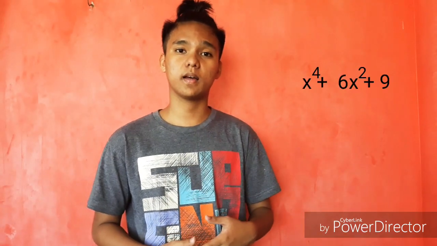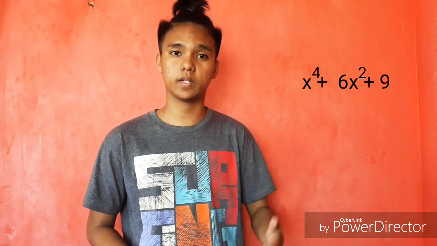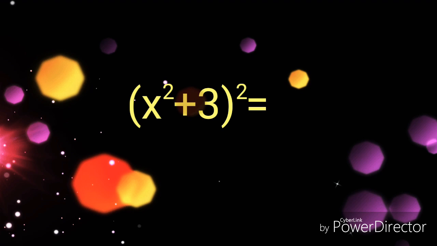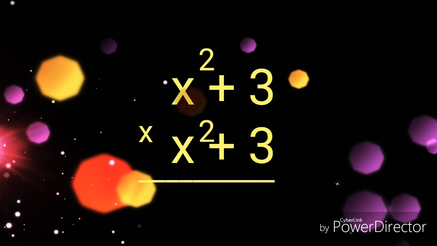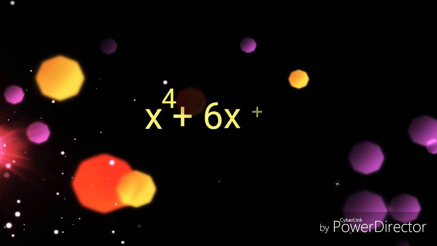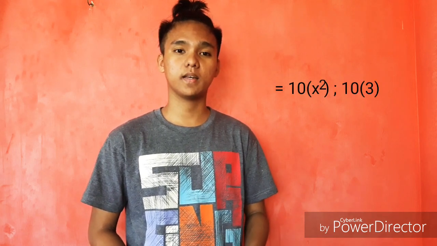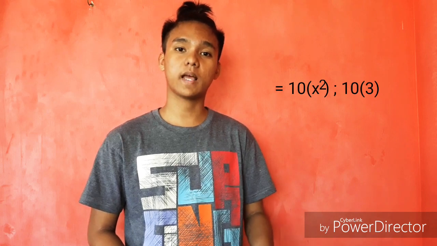How did I get the x raised to 4 plus 6x squared plus 9? I used the vertical method on the quantity of x squared plus 3 squared. And in the 10 times the quantity of x squared plus 3, I just distribute it. So it is 10 times x squared and 10 times 3.